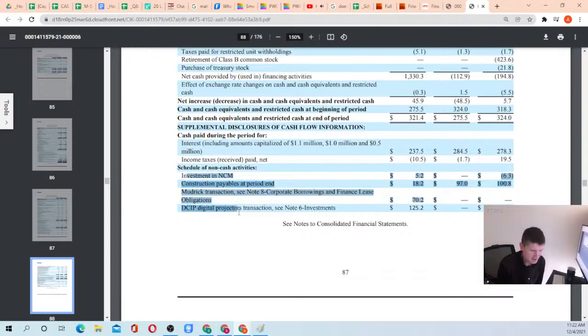And they have some other stuff specific to AMC. I don't even know what the DCAP digital projectors transaction means. But whatever, they probably got some projectors for their cinemas from someone on some seller financing arrangement, so they didn't pay cash for it. Okay, let's do guidance.